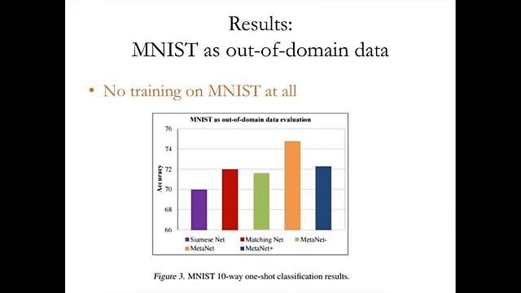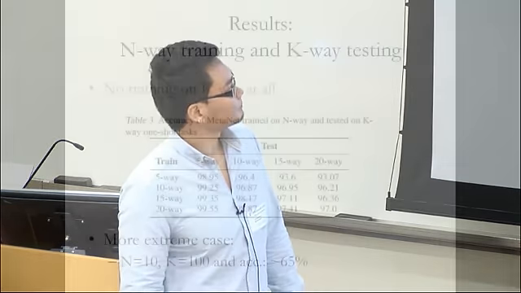So we also use MNIST as out-of-domain data. We only train the model on the Omniglot training set, but we evaluate it on MNIST. So the MNIST representation is not shown to the model at all, but we still expect it to perform on this task. They also provided the same kind of evaluation, based on the MNIST test. The standard architecture gave us the best result on this evaluation, for example.